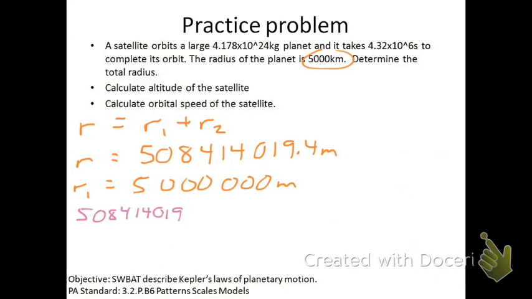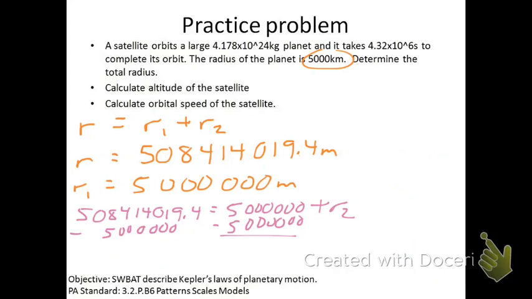If I just plug everything in like so, equals R1, 5 million plus R2, and this is basically an algebra problem. All we have to do here is subtract both sides by 5 million to solve for R2, which is what we're using to represent the altitude of the planet.